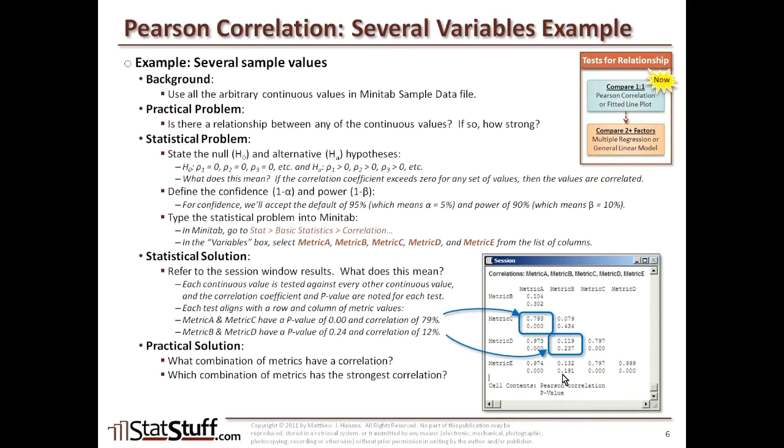So what combination has the strongest correlation? Now among those that have a p-value that's very low, where we can say there is a correlation, that's where we look for the correlation coefficient itself. So you can see some of these are very high. Here's a 97.4%, and here's one at 99.9, so it's nearly a 100% correlation between these. This is probably the highest among them.